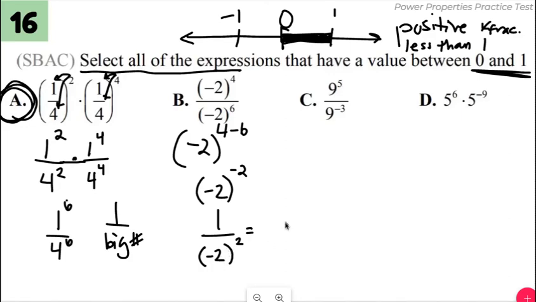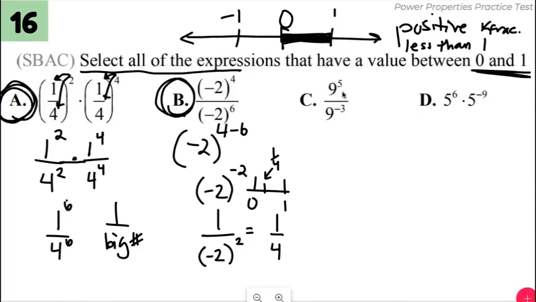-2 times -2 is +4. I have a positive number, so that means it's bigger than 0. But I have a fraction, less than 1. So that means B is between 0 and 1. On a number line, 1/4 is in between 0 and 1.